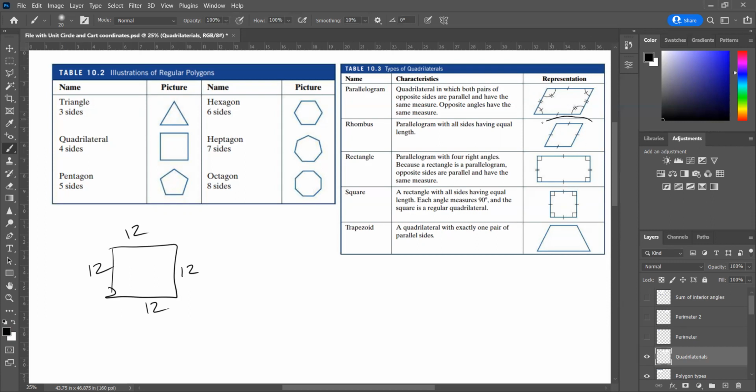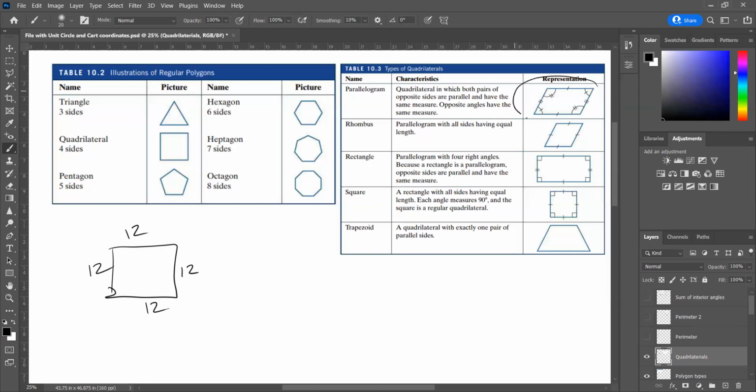Let's look up here at a rhombus. Notice all four sides are the same, but the angles are different. It's like they took a square and they squished it to the side a little bit. But that's key. A rhombus has all sides of the same length. So when you hear that word, you know what it's talking about.